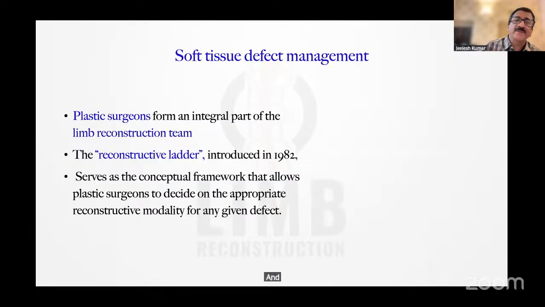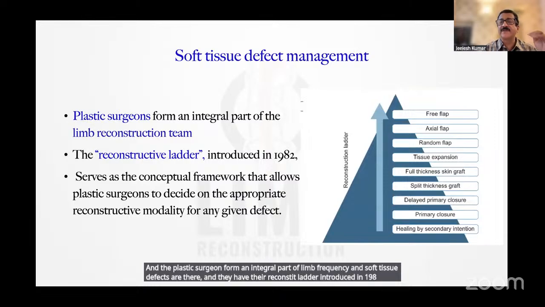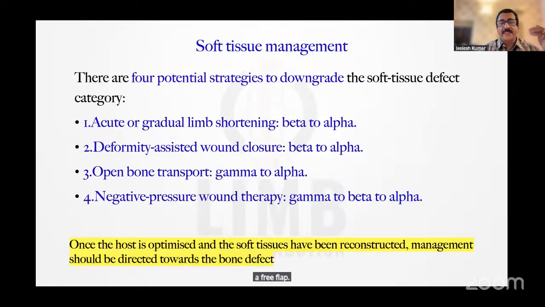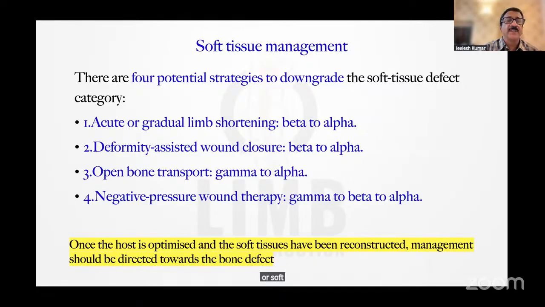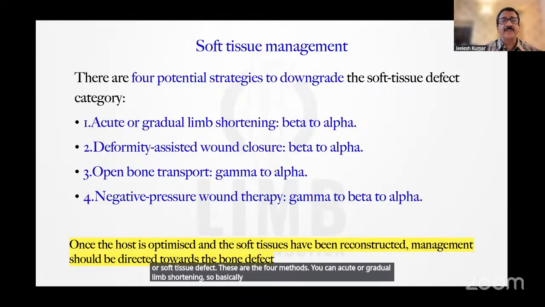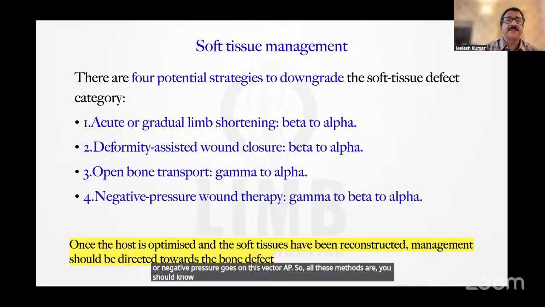And the plastic surgeon forms an integral part of limb reconstruction when soft tissue defects are there. And they have the reconstructive ladder introduced in 1982, starting from healing by secondary intention to a free flap. And as an orthopedic surgeon, we have 4 potential strategies you should know, that is how to treat the bone defect or soft tissue defect. These are the 4 methods: acute or gradual limb shortening, so basically converting the beta wound to an alpha, deformity assisted wound closure, open bone transport, or negative pressure wound therapy, that is VAC therapy. So all these methods you should know as an orthopedic surgeon.